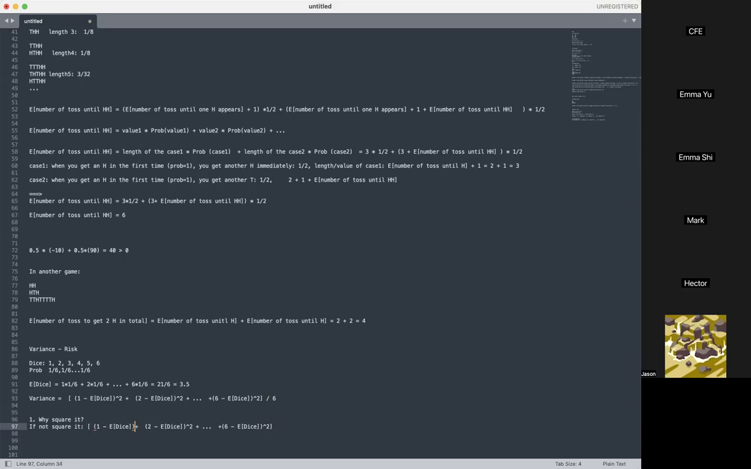So say it's not squared. Then it's 1 minus average plus 2 minus average plus dot dot dot plus 6 minus average, right? So what do we get here? Try to calculate this. You already know the average number, right? The average number is 3.5. So what will happen if we don't square it and we just sum them directly? Try to calculate this. It would be 0. Yeah, it will be 0.